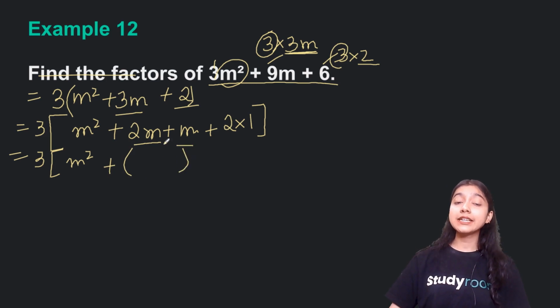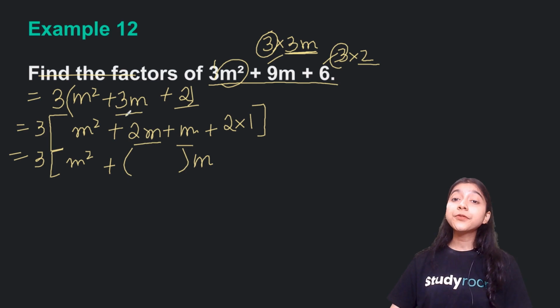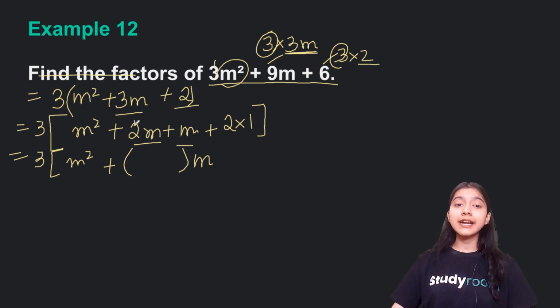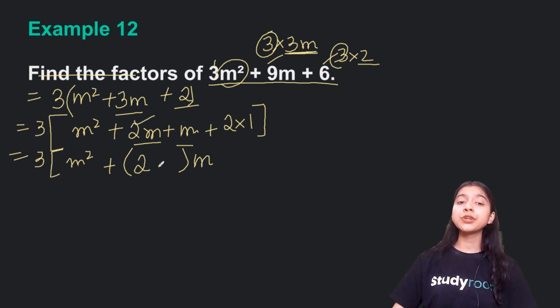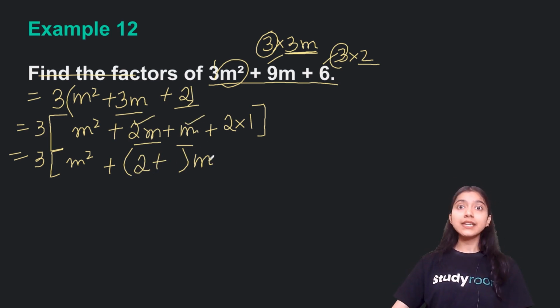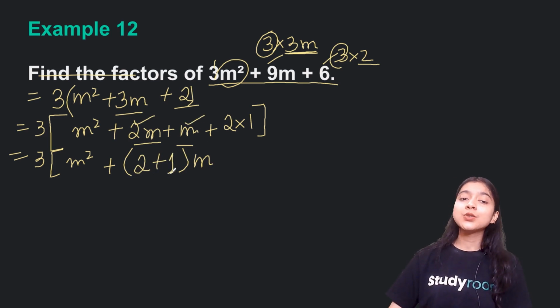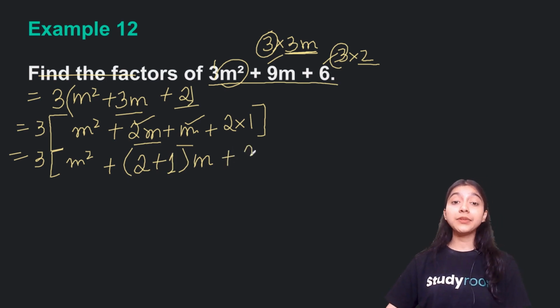So within the bracket, we'll write the leftover terms and take m outside first. So from the first term, when I've taken m outside, I am left with 2. So I'll write 2 in the first place, and then it will be added to the next. When m is taken outside, then I am left with 1. So 2 plus 1, and here I have plus 2 multiplied with 1.